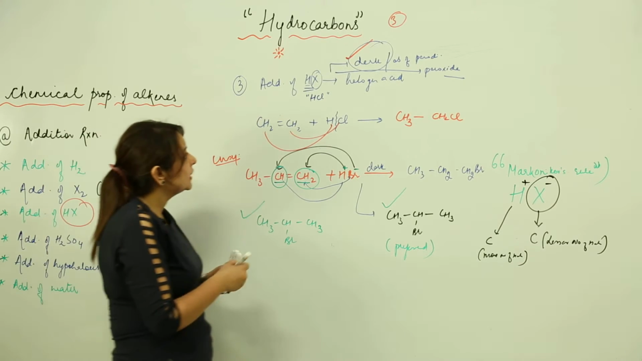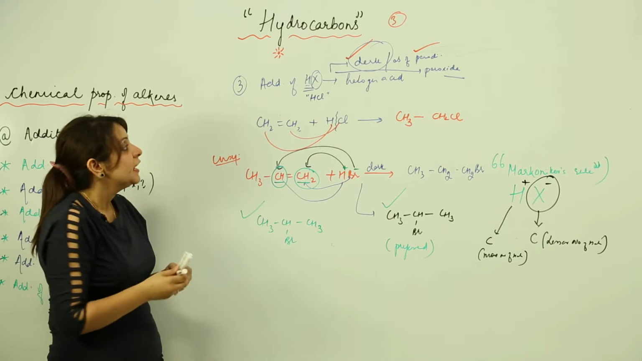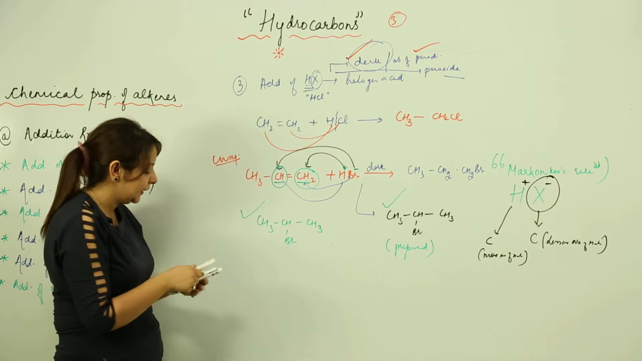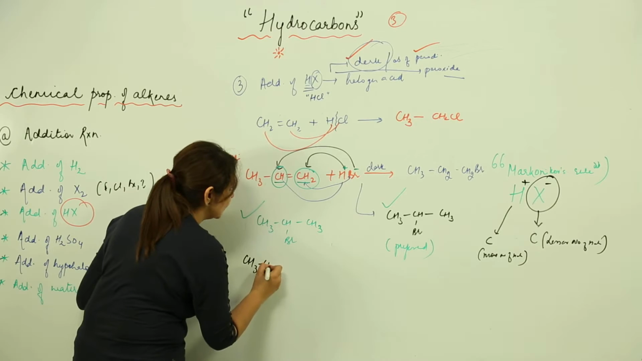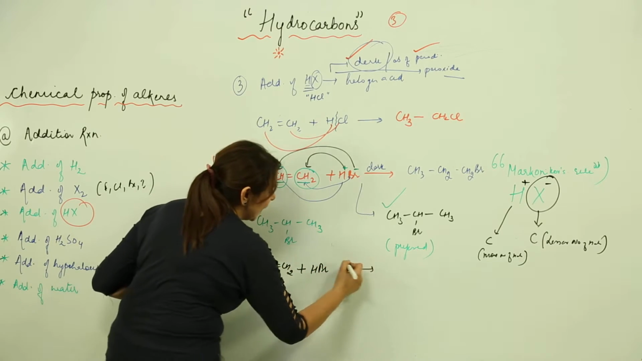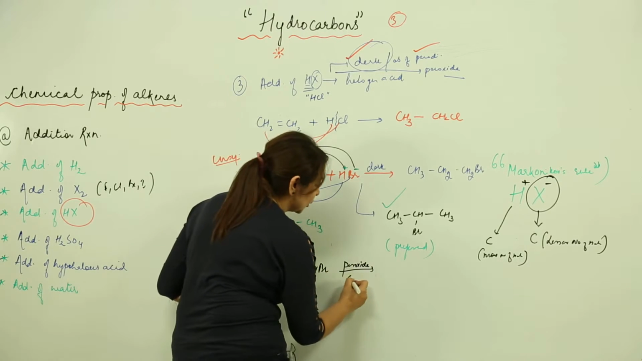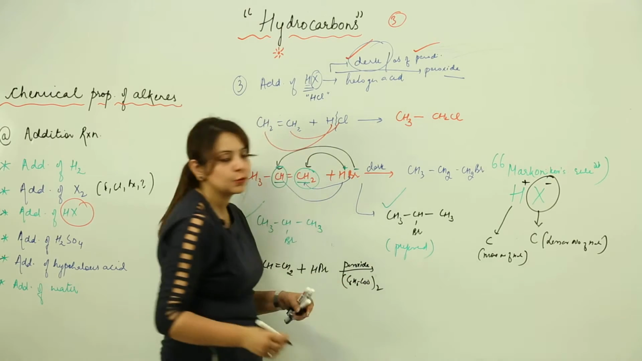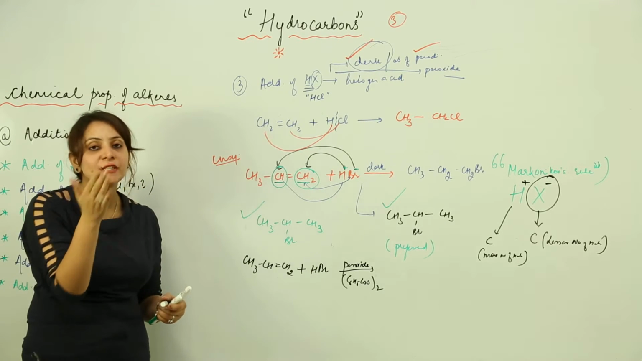Now this we have done, that we can do this reaction in the absence of peroxide, in the dark. This is what I have shown you, right? But we can do this similar addition in the presence of peroxide also. Let's see where the difference lies. Suppose I have an unsymmetrical alkene, again the same one. I am going to add HBr, but this time I am going to do the reaction in the presence of peroxide, let's say benzoyl peroxide. Its formula is (C6H5CO)2O2.